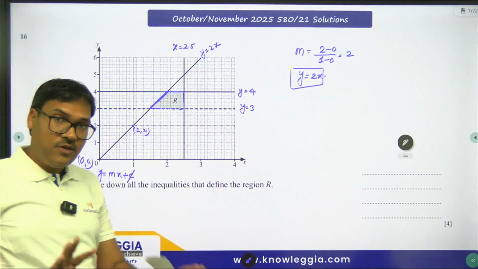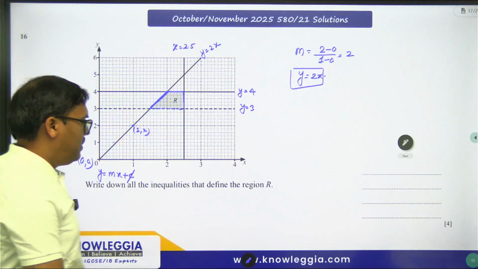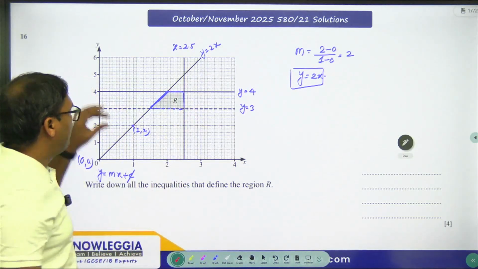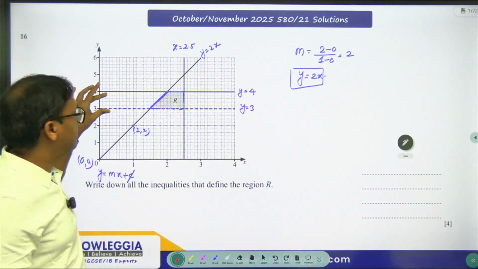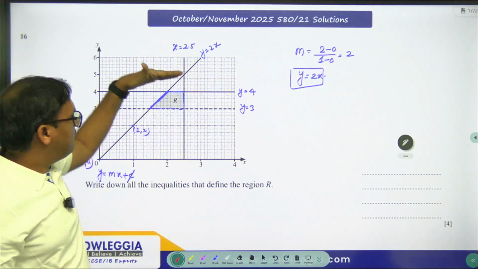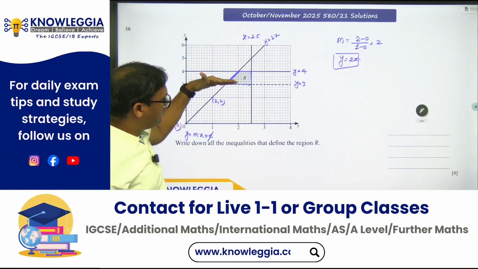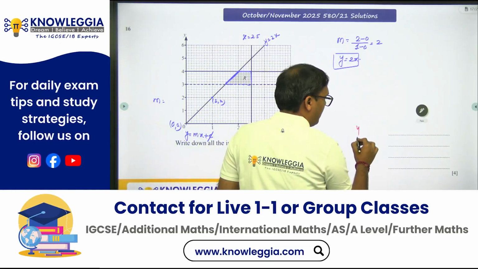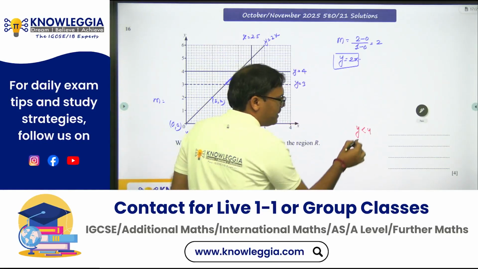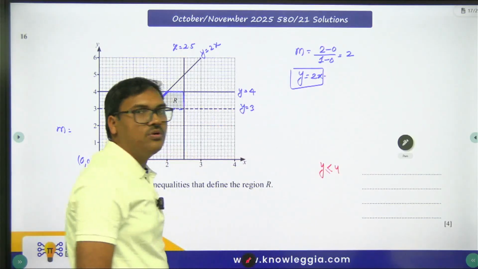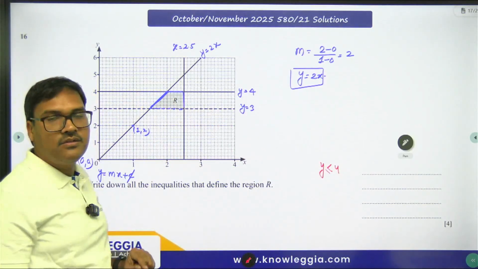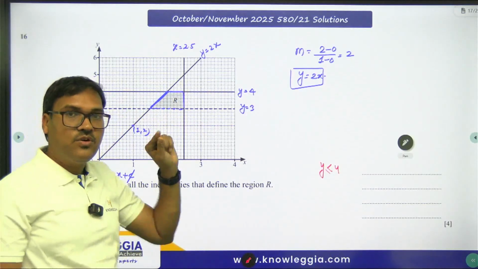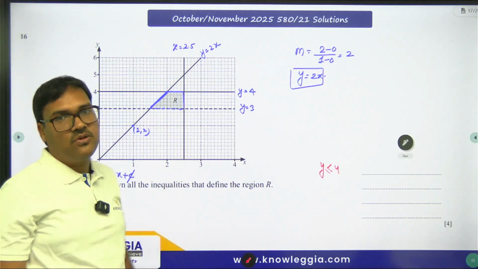Now, the question comes to inequalities. So let's see. Let's start first. This region is between these two lines. You can clearly see this is below 4, that is y is less than 4, and above 3, that is y greater than 3. So first is y is less than or equal to 4. Here you put the equal to sign also, because this is represented by a solid line. This is not a broken line. When you have a solid line, that means you have to include that point, that is, the equal to sign is also there.